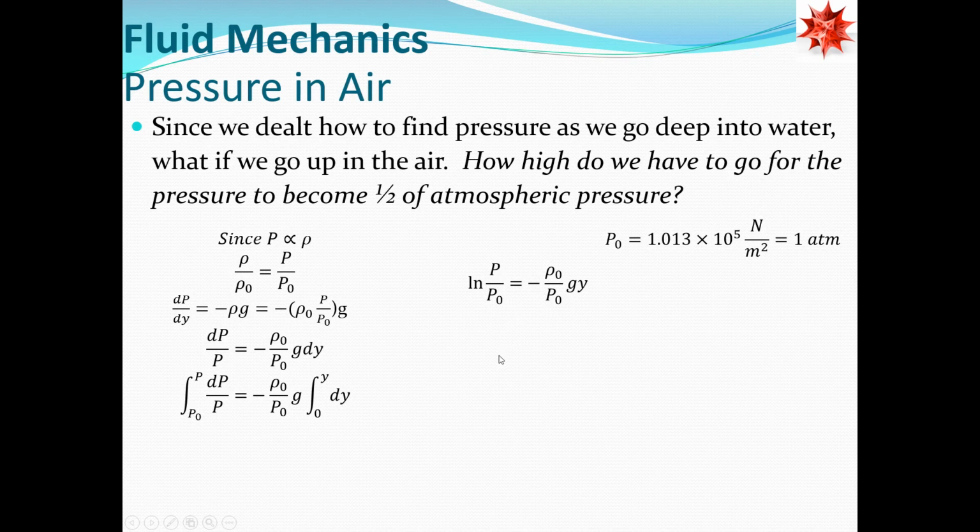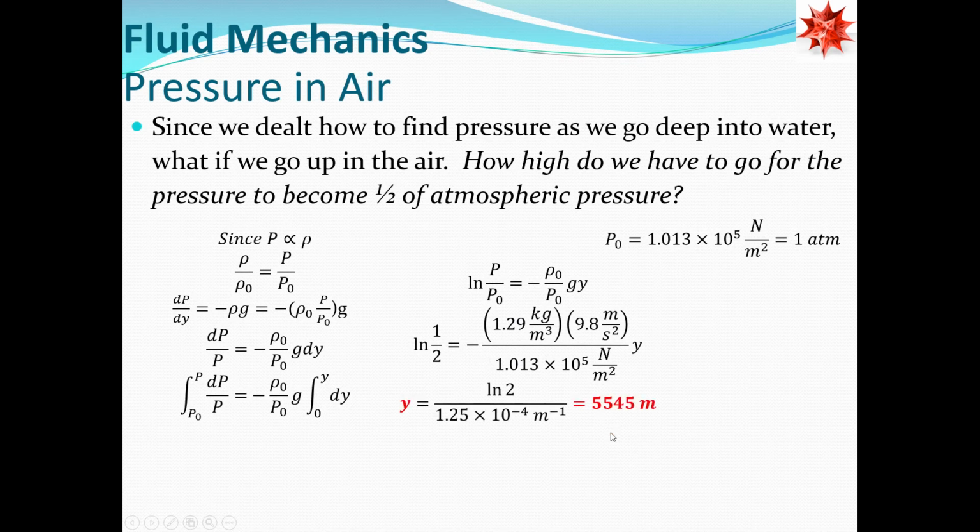So we get this. Since we're looking for the point where it's half the atmospheric pressure, that means this ratio of p over p naught is going to be 1/2. So I can just plug in a half there, and I'm just solving for y. Everything else is known. This is the density of air at 1 atmosphere. This is 1 atmosphere. We end up getting that y is 5,550 meters.